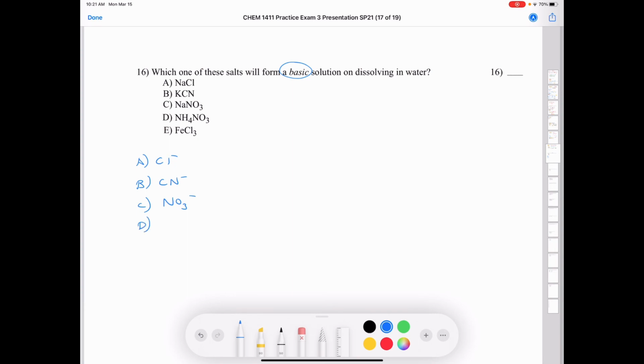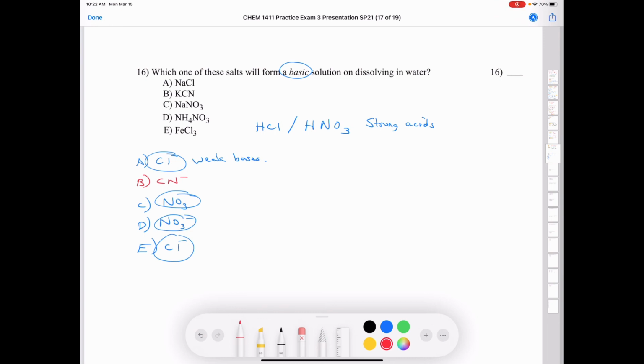The anion in D is also the nitrate ion, and the anion in E is the chloride ion. And we know that chloride and nitrate are both the conjugate bases of HCl and HNO3, both of which are strong acids. And therefore, chloride and nitrate are both going to be weak bases because, again, they're the conjugate bases of strong acids.